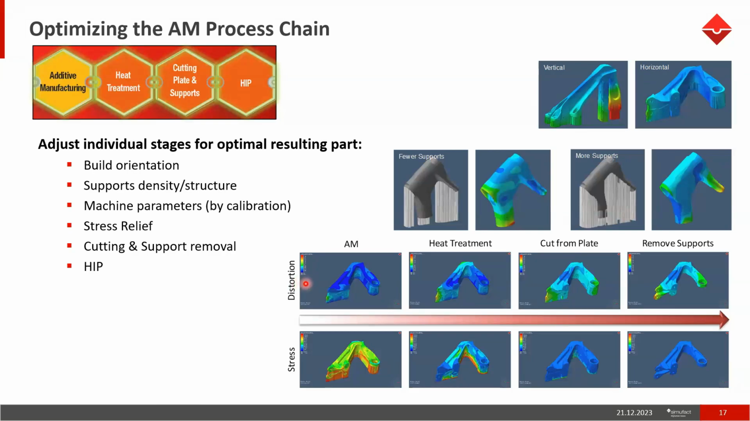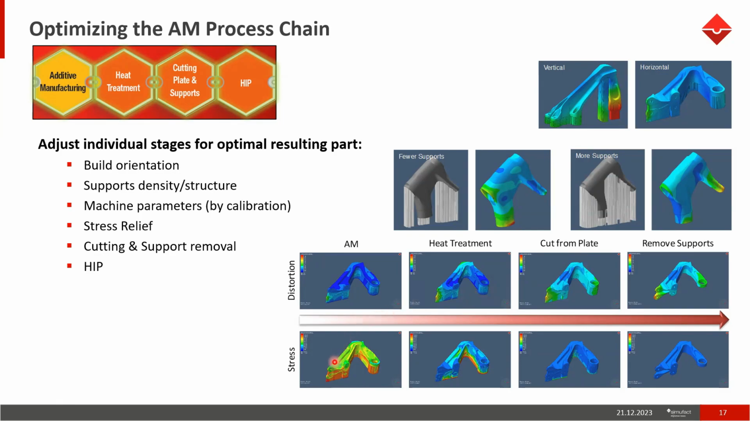Then there can be distortion effects. If you print the part like this, after the heat treatment, what is the distortion? After you cut from the base plate, what is the distortion? Then after you remove the support structures, you will get the end distortion. So this will be an incremental process, where stage by stage you can see your results at each and every operation.